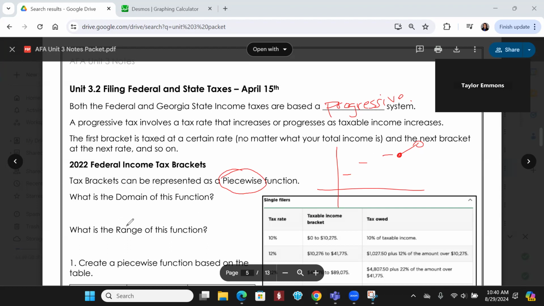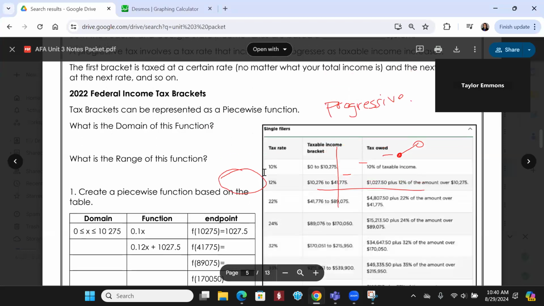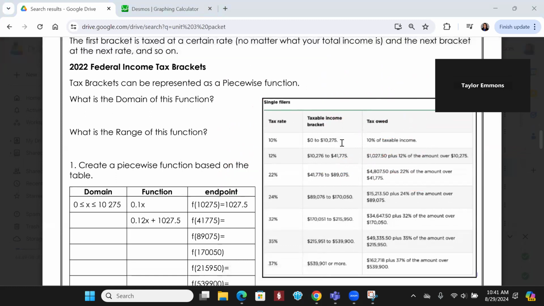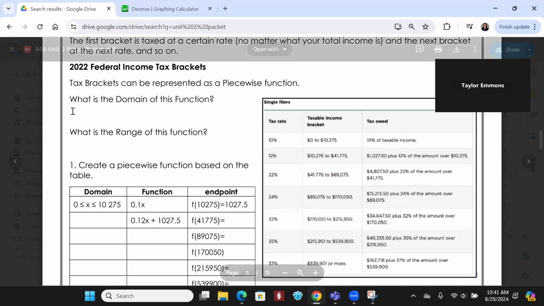So looking at this bracket, here is your tax bracket. If you make between $0 and $10,000, you're taxed at 10%. If you make between $10,000 and $41,000, you're taxed at 12%. But they take into account that everybody is taxed at that 10%, so there's a little bit of a difference, which I'll show you in just a second. We're going to create a piecewise function.